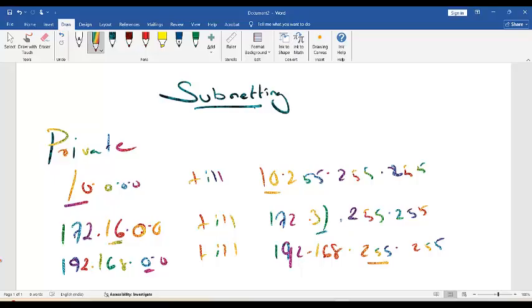Now let's say you have an organization rule saying all the computers in my organization should start with 10. I don't want to use 172. I don't want to use 192. I want only 10 everywhere. If you go to Cisco, anywhere, whether in India or in the US, all the computers' IP addresses will start with 10 only, because that's the organization rule.